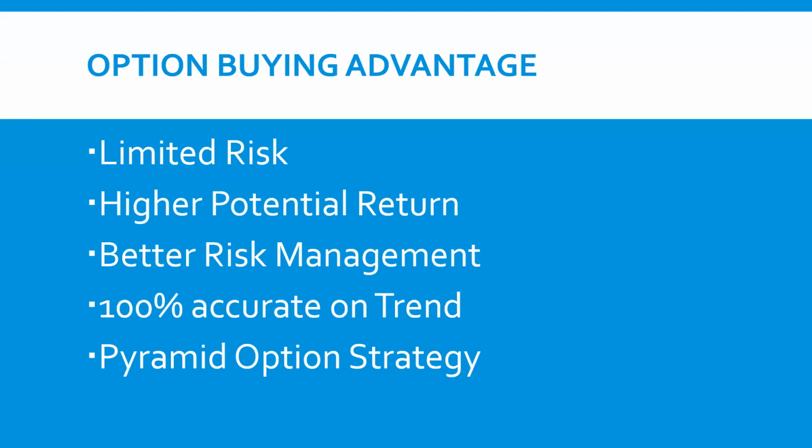Okay, so as an option buyer, you should have 100% accuracy. Suppose you don't have 100% accuracy, what can you do? How can we escape from the option sellers' hand? You can do your pyramid option strategy, but you should keep the maximum risk.